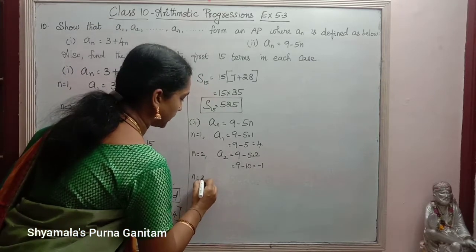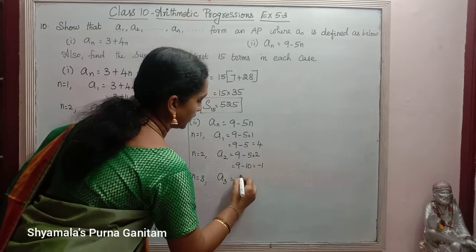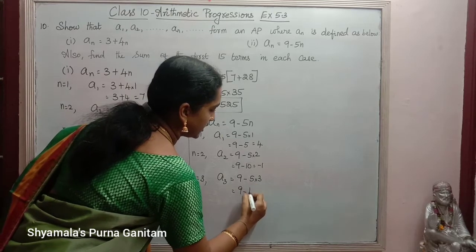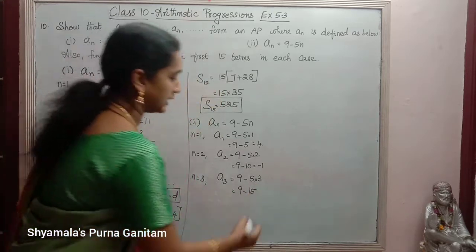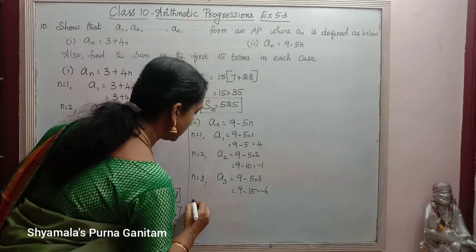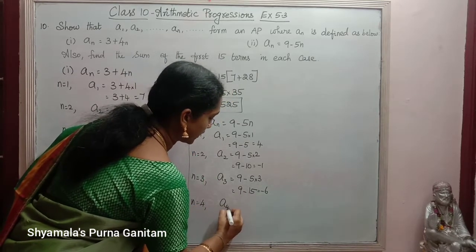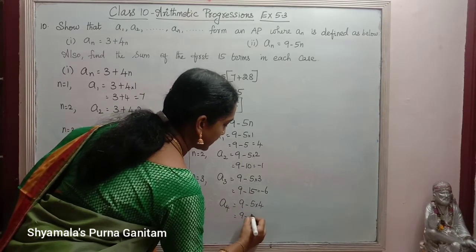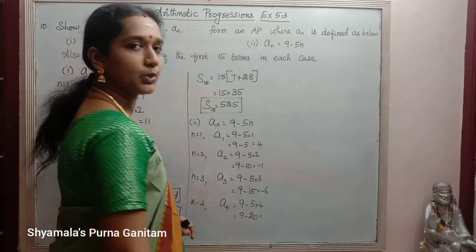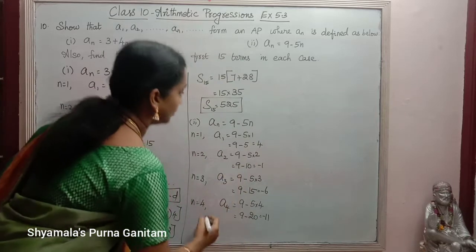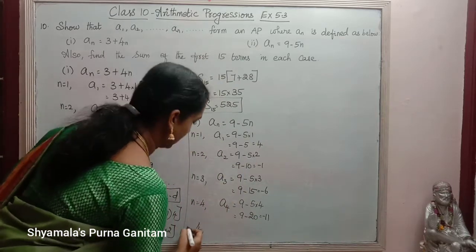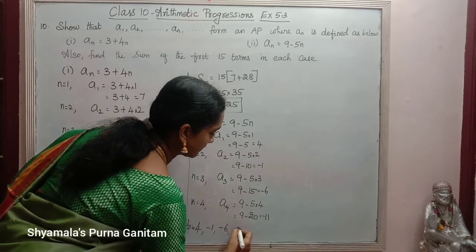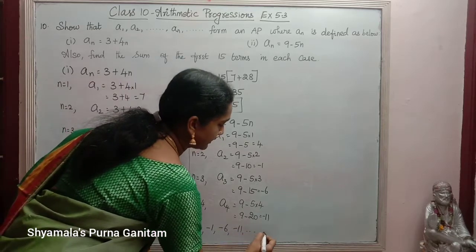Then n is equal to 3. So, A3 is equal to 9 minus 5 into 3. 9 minus 5 3s are 15. So, 9 minus 15 is minus 6. Then n is equal to 4. So, A4 is equal to 9 minus 5 into 4. 9 minus 5 4s are 20. So, 9 minus 20 is minus 11. So the sequence of AP for this sum is 4, minus 1, minus 6, minus 11. Like this we will get the sequence.